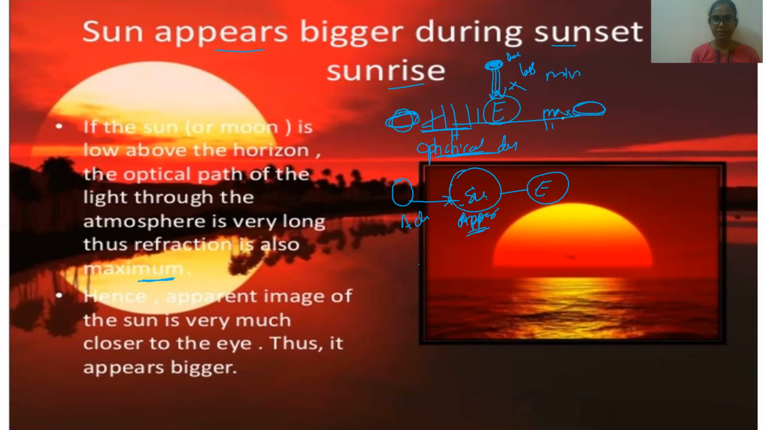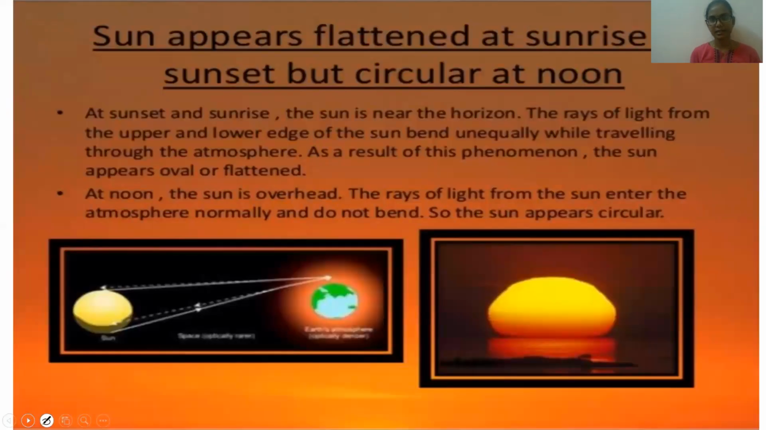At the horizon we can see maximum refraction. Because of maximum refraction, the size appears bigger and the distance lesser. Hence, the apparent image of the sun is very much closer to the eye. Thus, it appears bigger in size. I hope this is clear, children. And the next is the flattening. Apart from the apparent position, the next thing is flattening. Why can we see the sun almost flattened? You can observe this figure.